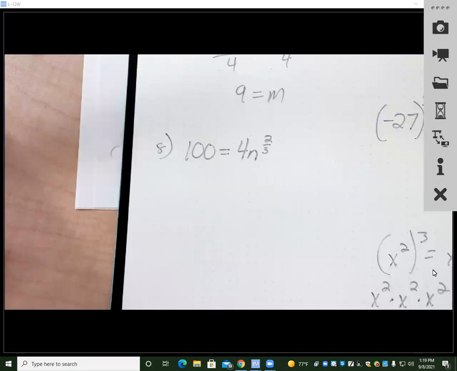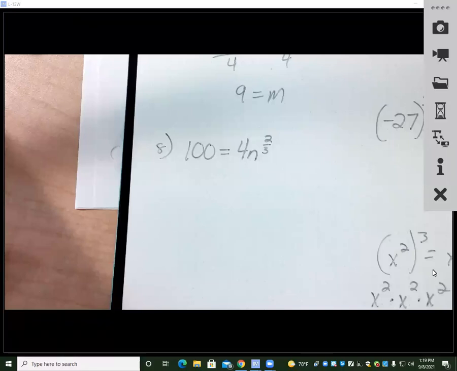So in a situation like this, where I have something else that's not being raised to that power on the same side, I want to get rid of it first. So if I see this problem, my goal is to get whatever is being raised to the fractional exponent by itself. So what should I do here? Go ahead. Divide by 4. Yes, you should absolutely divide both sides by 4 first.